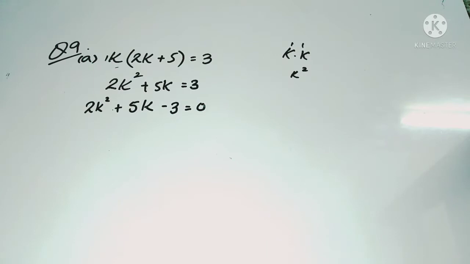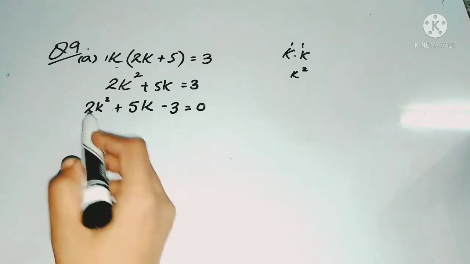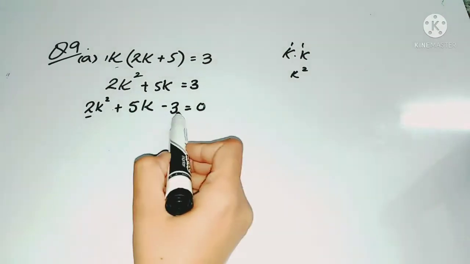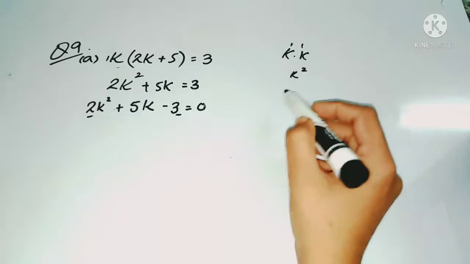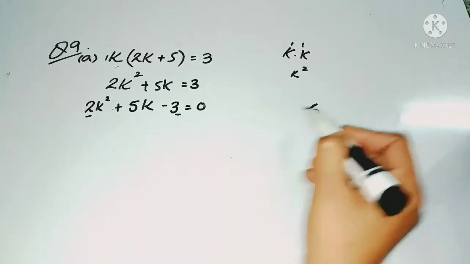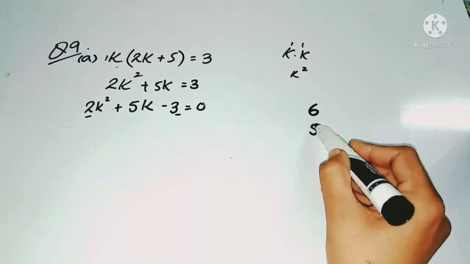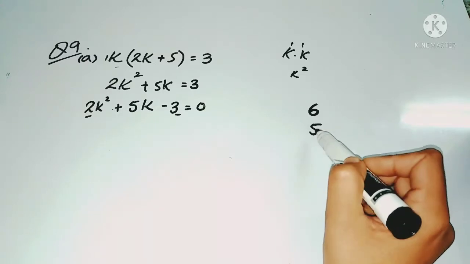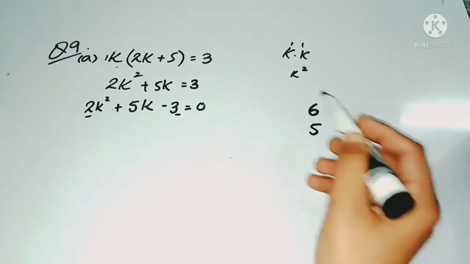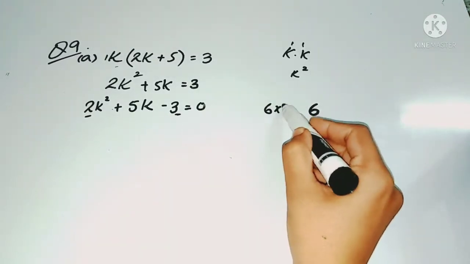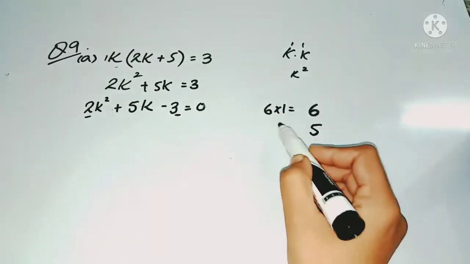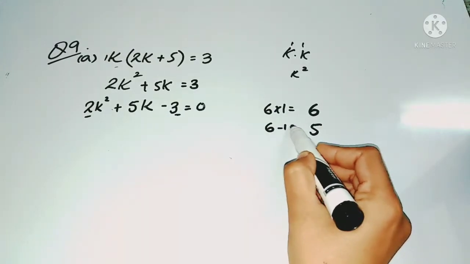So students, now whenever you factorize the quadratic equation, the very first step is you have to multiply the coefficients of the first and the last term, this 2 and this 3. 2 threes are 6. And the midterm is 5. Now you have to choose two factors that when you will multiply them, you will get 6, and when you will add or subtract, you will get 5. So those two factors are 6 and 1. When you will multiply 6 with 1, you will get 6. And when you will subtract 1 from 6, you will get 5.